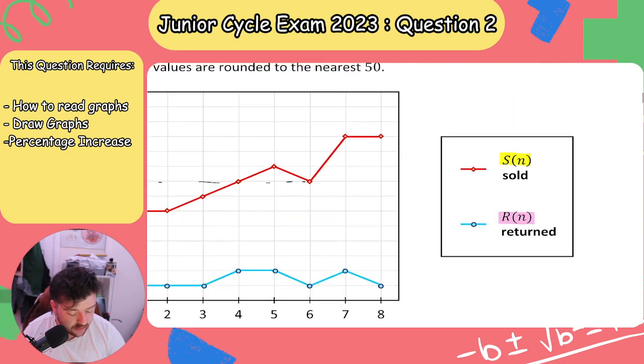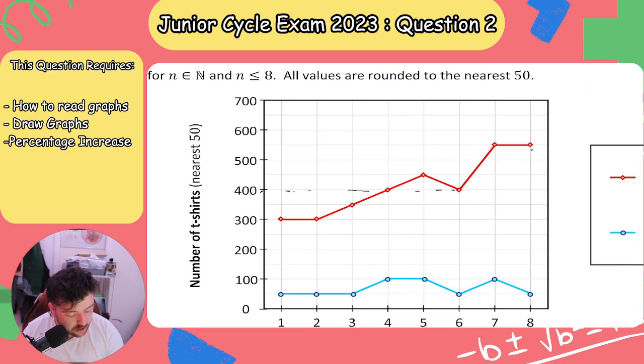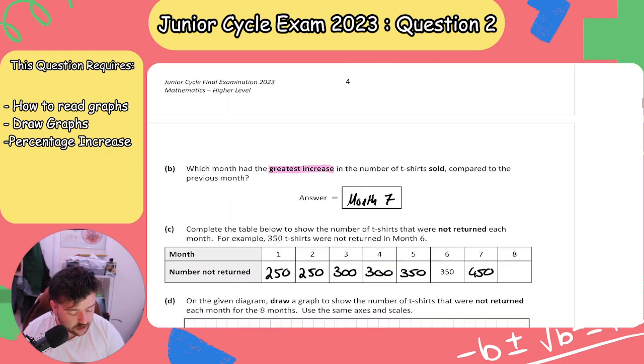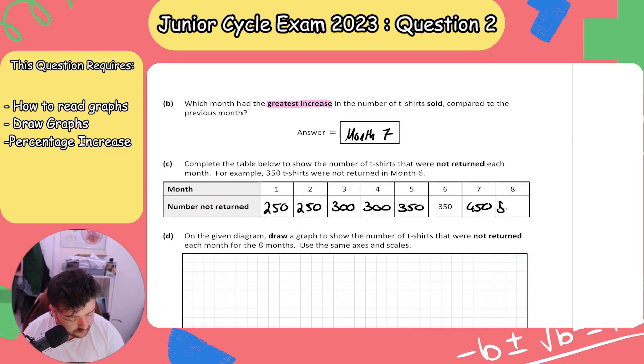And finally, month 8. Again, we sold 550 t-shirts in month 8. We were only returned 50 of them. So 550 minus 50 is 500. So 500 t-shirts were not returned.